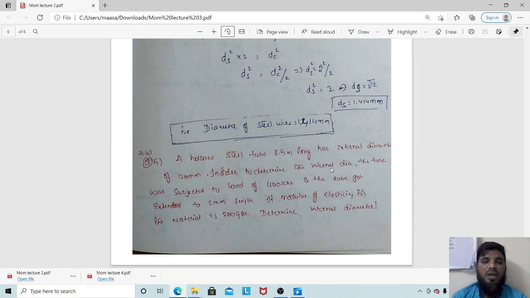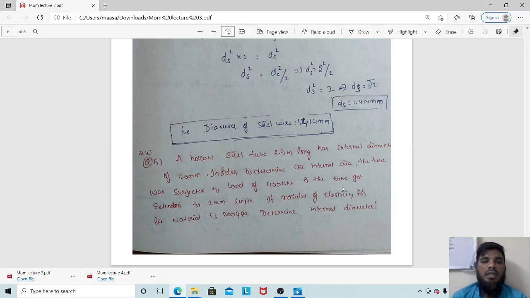What do you have to identify now? Internal diameter. We don't know the internal diameter. D inner we don't know. The tube was subjected to a load. Load means P, they have given 400 kilonewton. Whenever you see kilonewton, what you have to do? You have to multiply with 10 to the power of 3.